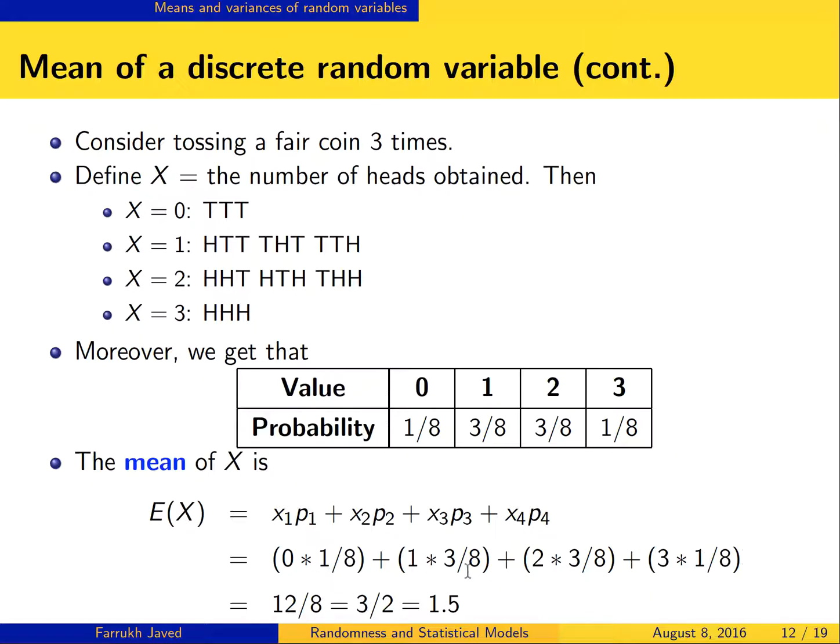So if I do so here, 0 is multiplied by 1 by 8, plus 1 is multiplied by 3 by 8, plus 2 is multiplied by 3 by 8, plus 3 is multiplied by 1 by 8, and the end answer is 1.5. So this is the average of that particular experiment, of that particular random variable.